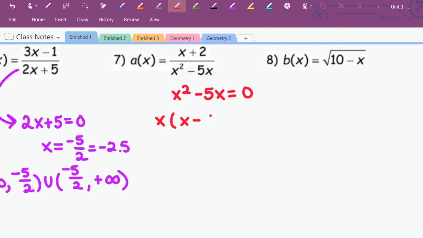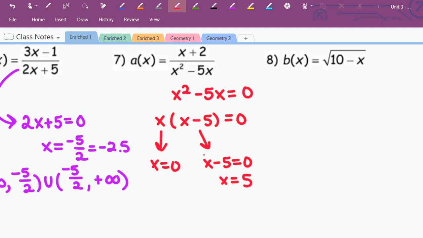And what would you do now? We have two factors. Our task is now to solve for when both of these factors are equal to 0. So that means I'm going to get two answers. One's a 0 and one's a 5. What would our domain have to be? Well, our domain is everything but those two values. We know x in this case cannot equal 0 or 5. That needs to be excluded from our domain.